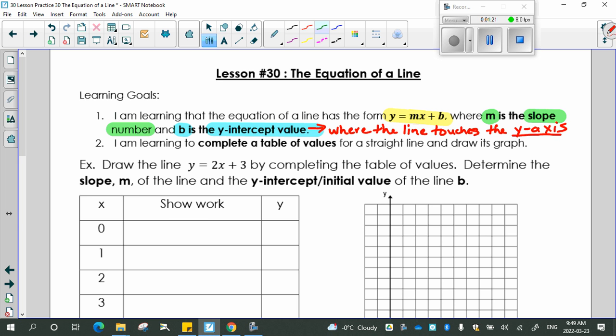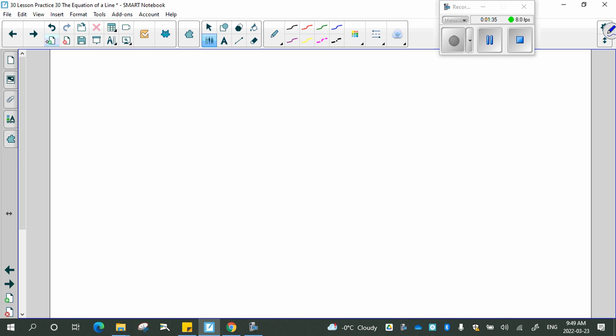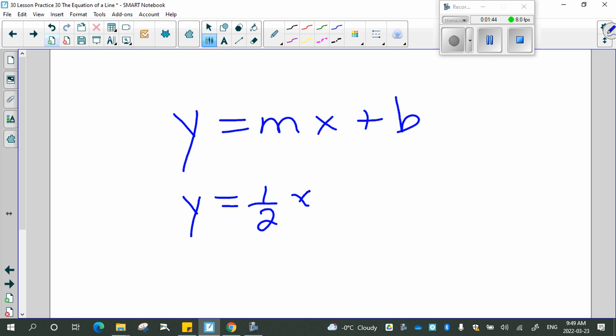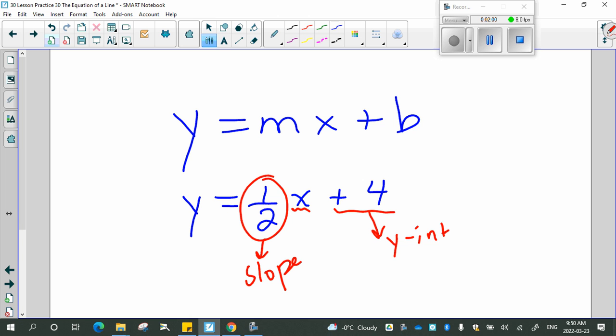Okay, so in this y equals mx plus b, I'll go to a new page here. I'll come back here, but just so you know, when you have y equals mx plus b, this is always going to be your slope number. So this number is your slope, the number that's beside the x, okay, is always going to be your slope number. And then the number at the end, positive 4 in this case, is where it touches the y-axis.